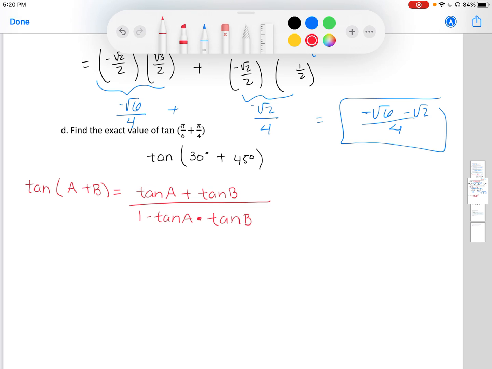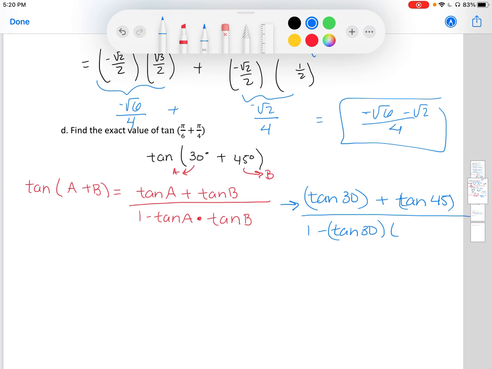All right, now we go ahead and replace A and B with our values. So my A would be 30 and my B would be 45. Let's go ahead and make that replacement. So I have tangent of 30 degrees plus tangent of 45 degrees, divided by 1 minus tangent of A, which is 30 degrees, times tangent of B, which is 45 degrees.